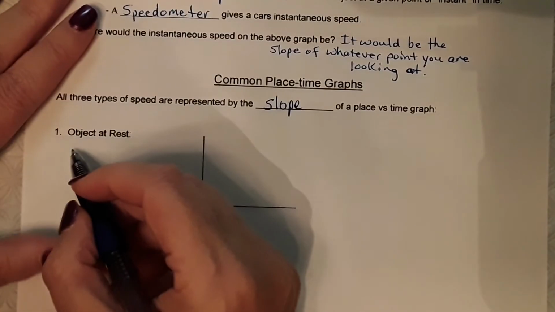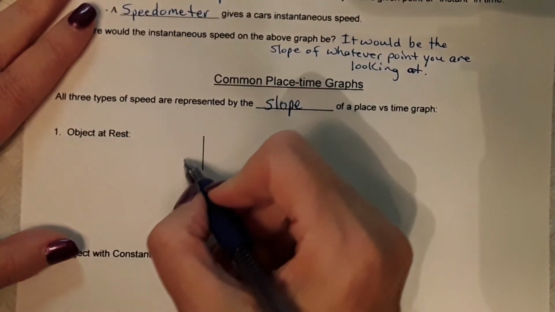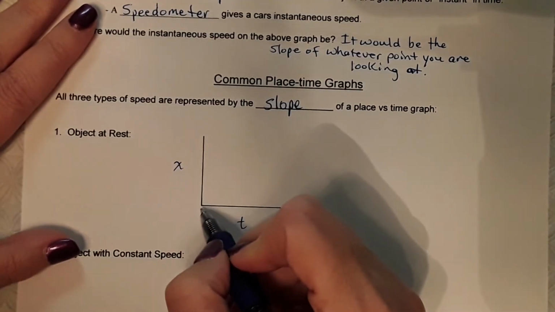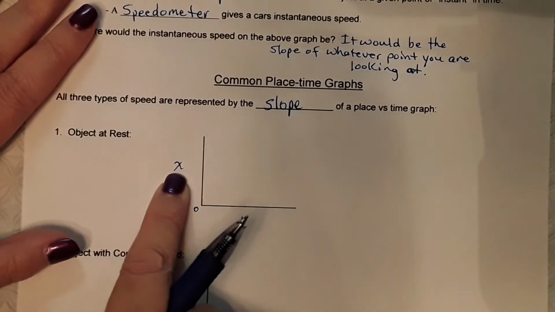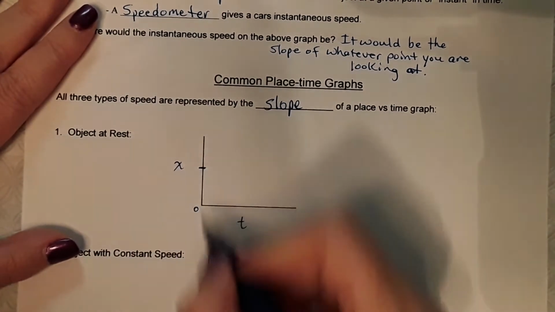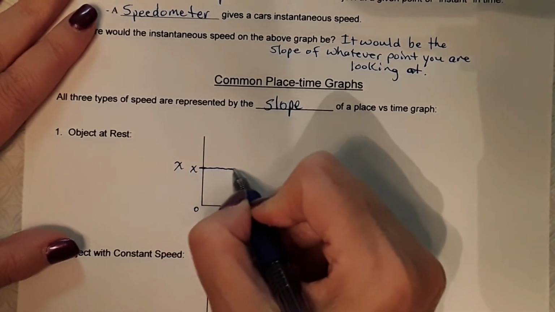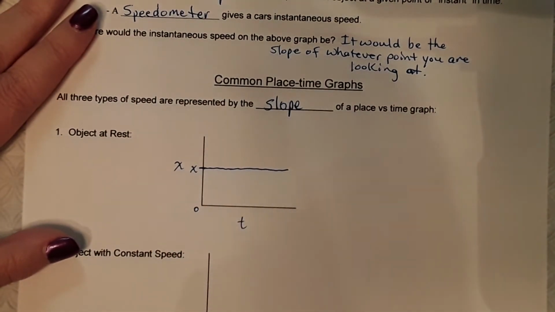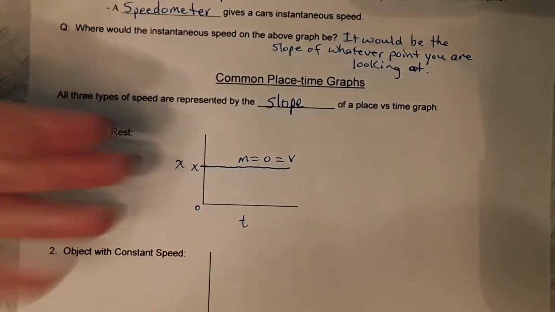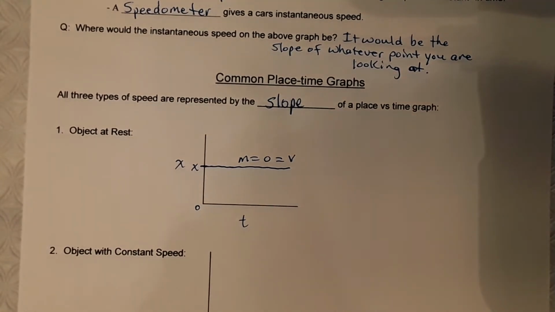Now, let's look at an object at rest. How would we describe an object at rest on a place-time graph? Well, think about this for a minute. If the object is at rest, is it changing place? No, it's not. So whatever place you're located, it doesn't change that place during the time period. So the slope is 0, that means the speed is 0. So you get a horizontal straight line. Okay? 0 slope, 0 speed, because your place is not changing.